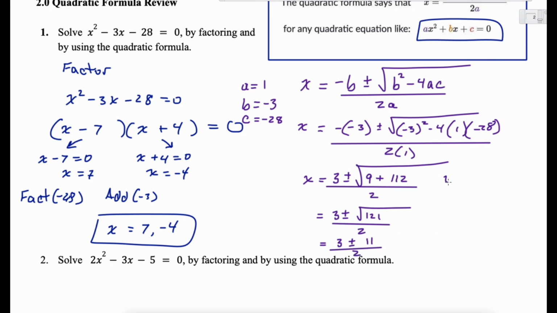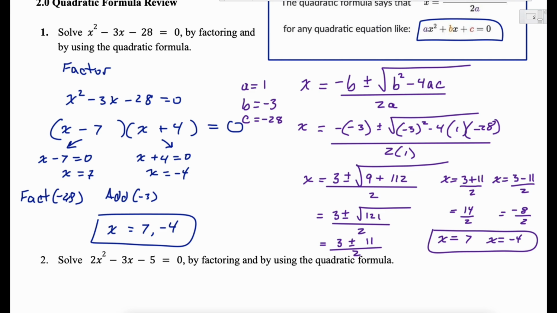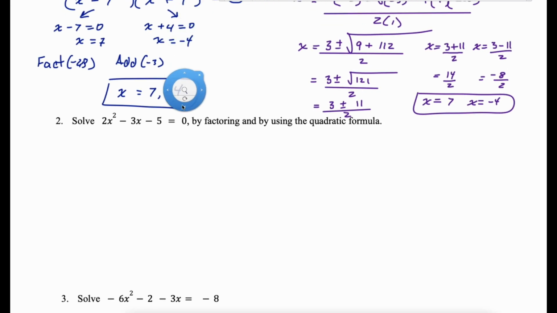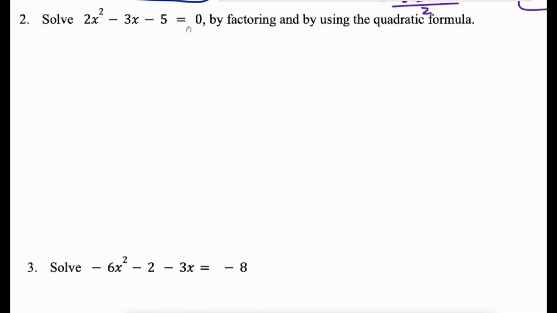So we've got x equals 3 plus 11 over 2, or x equals 3 minus 11 over 2. 3 plus 11 is 14. 14 over 2 is 7. 3 minus 11 is negative 8. Negative 8 over 2 is negative 4. So we still get 7 and negative 4 by using the quadratic formula. Now the quadratic formula is potentially more work, but it's going to work in every case, even with equations that are not easily factorable. Let's look at number 2.